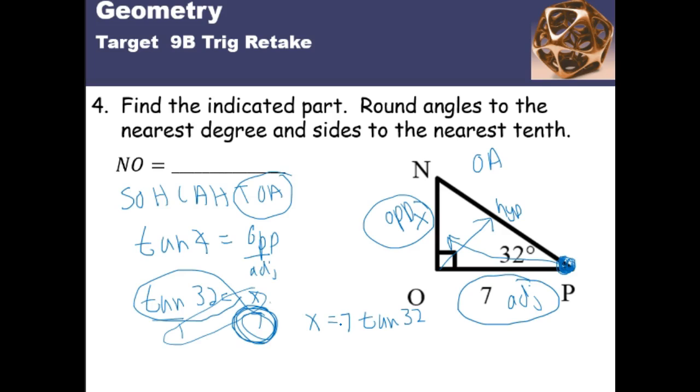Tangent 32, and it's 4.4. So it's 4.37. But I look at that 7, and that 7 says make that a 4, because this is a side, so we're doing it to the nearest tenth. So 4.4.